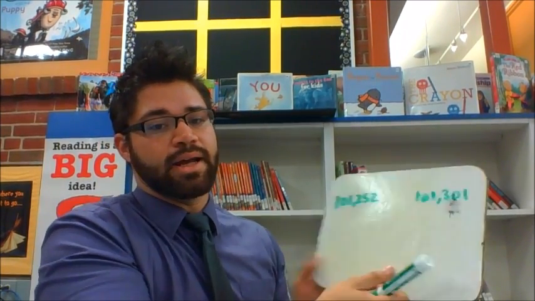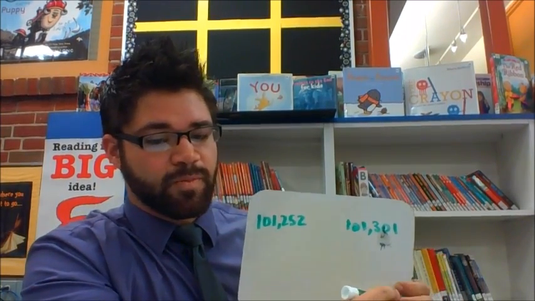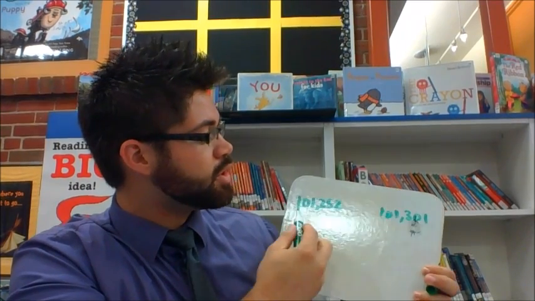So what we're going to look at now is which inequality symbol to use. Coach Ziggy's listed first with 101,252, and Coach Hall's listed second with 101,301. Since we saw that in the hundredths place value, Coach Hall's was bigger, we're going to have the inequality going that 101,252 is less than 101,301.